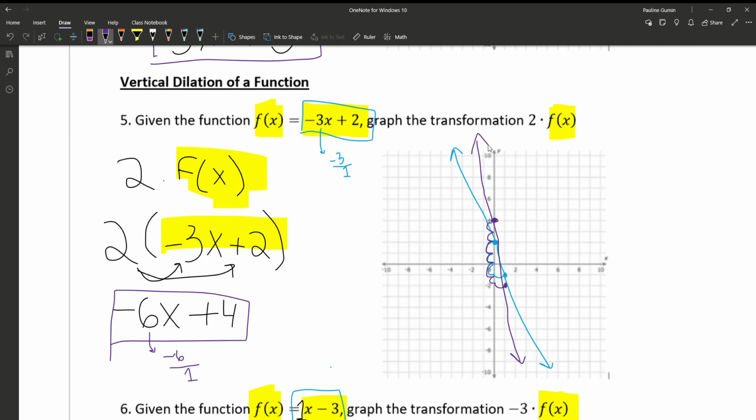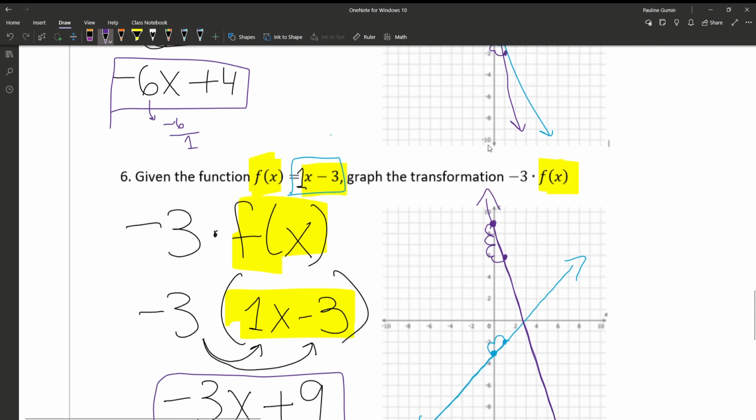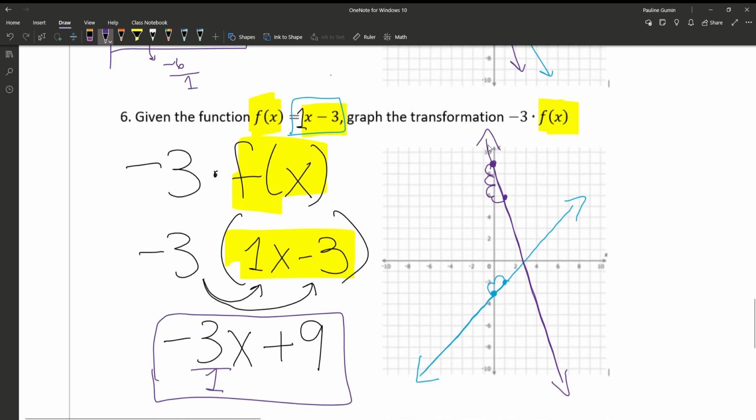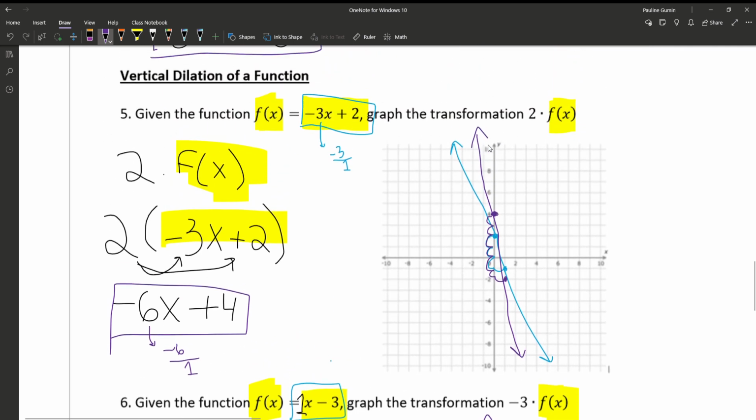All right. The next dilation we did together in class. If you have any questions about it, please make sure to check the notes. Ask me or your teacher about it if you have any further questions.